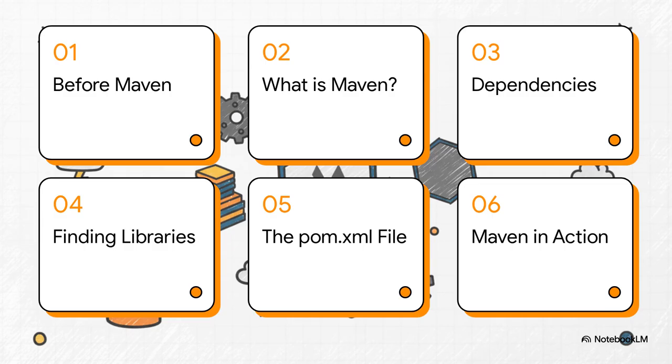All right, so here's our game plan. First, we'll take a quick look at how things were before Maven. Then we'll get into what Maven actually is, unpack the magic of dependencies, figure out how it finds libraries, and then dig into the all-important POM.xml file. Finally, we'll see it all come together.